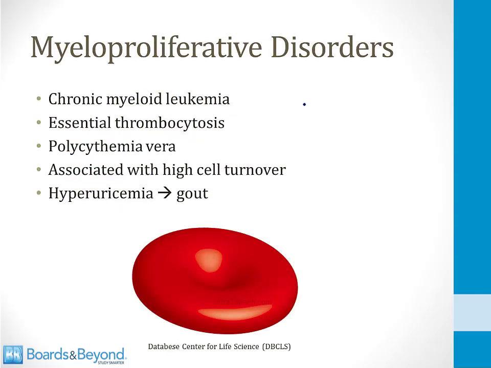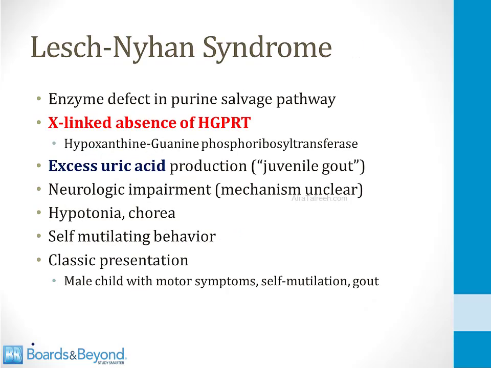Patients with myeloproliferative disorders commonly develop gout. So in the hematology section, I have a video on these disorders where I talk about chronic myeloid leukemia, essential thrombocytosis, and polycythemia vera. All three of these disorders are associated with high levels of cell production and cell turnover, and anytime cells are turning over rapidly, that leads to more metabolism of purine nucleotides, and that leads to hyperuricemia and gout. It's very uncommon for children to develop gout, but one reason they can develop gout is if they have a rare enzyme deficiency syndrome called the Lesch-Nyhan syndrome.